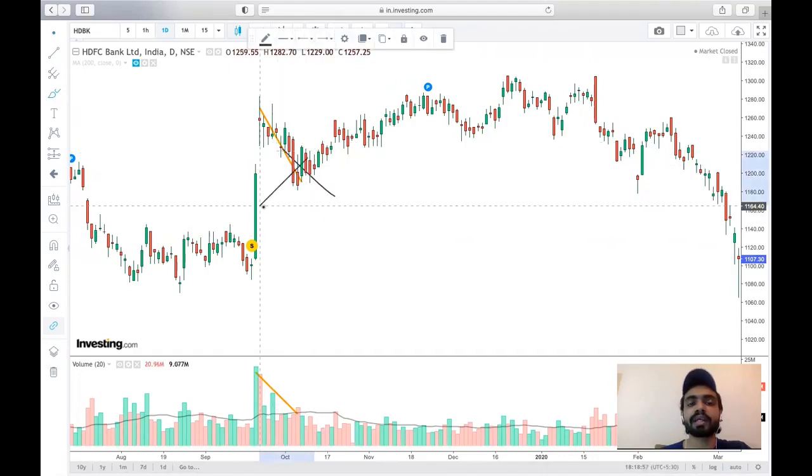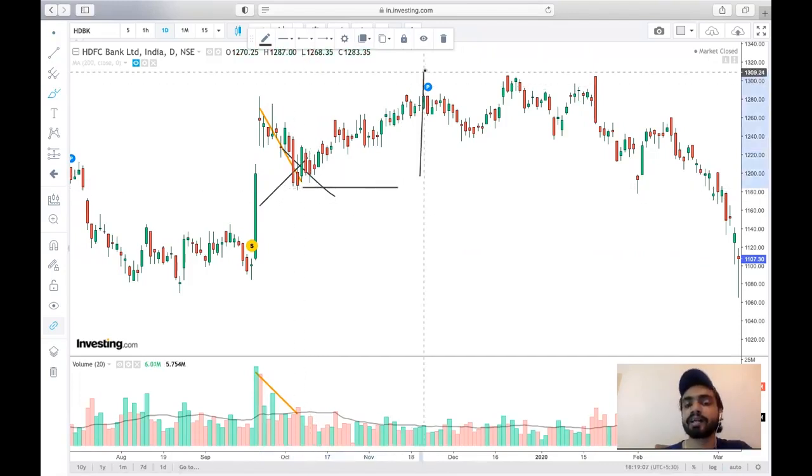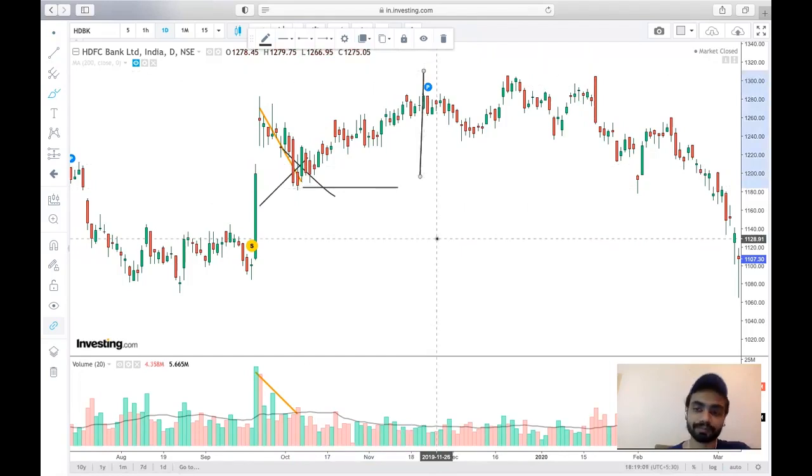And what the trader had to do is wait for the right entry point, and he could have gone long the stock and made a 100 rupee profit per share over here. I hope that clears your concept.